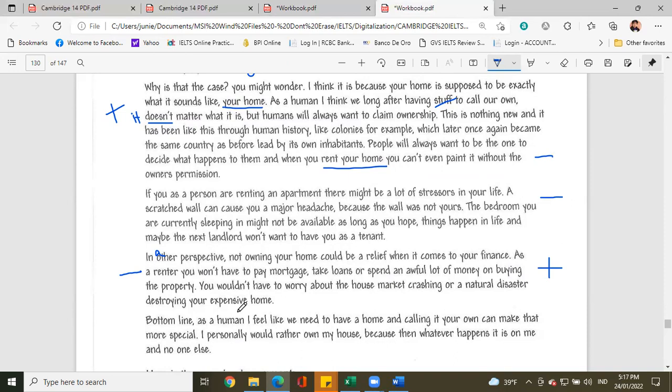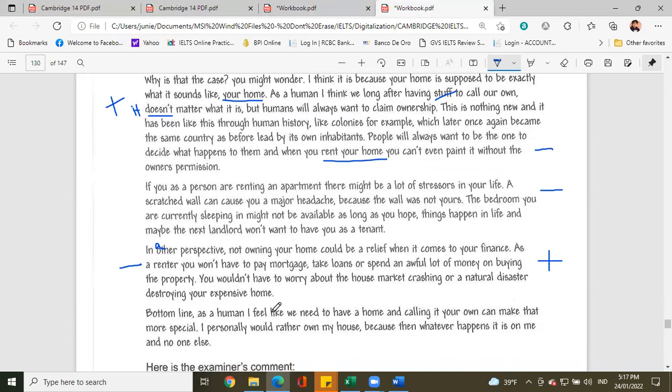Kaya lang, kung bottom line, as a human, I feel like we need to have a home and calling it your own can make that more special. I personally would rather own my house because then whatever happens, it is on me and no one else.